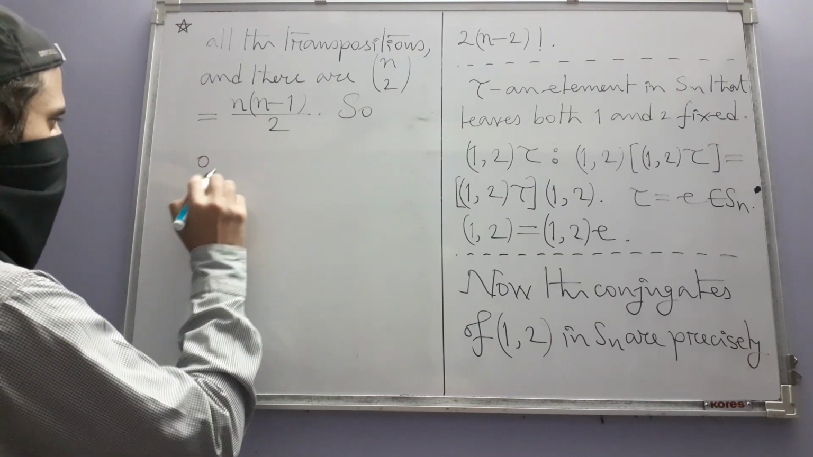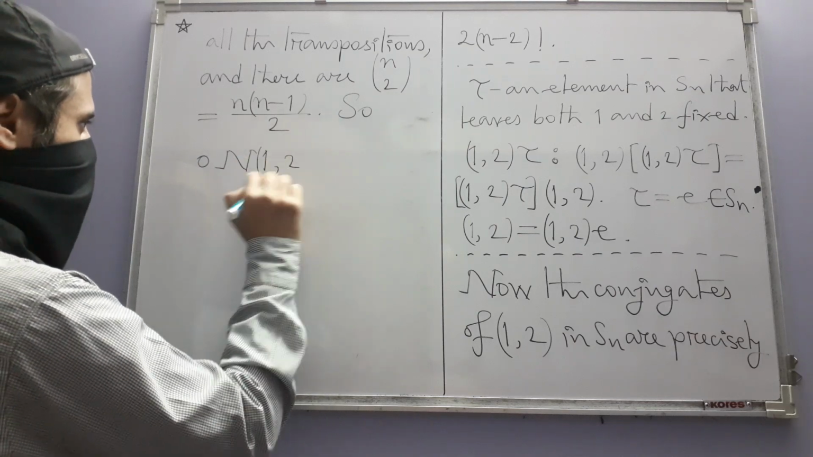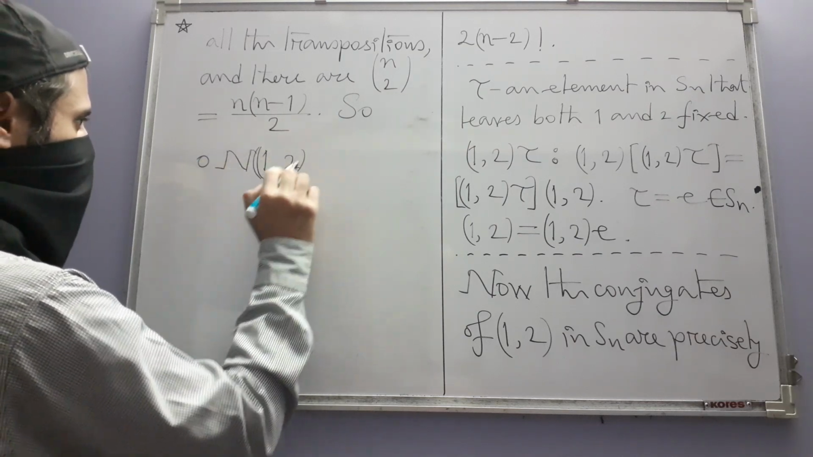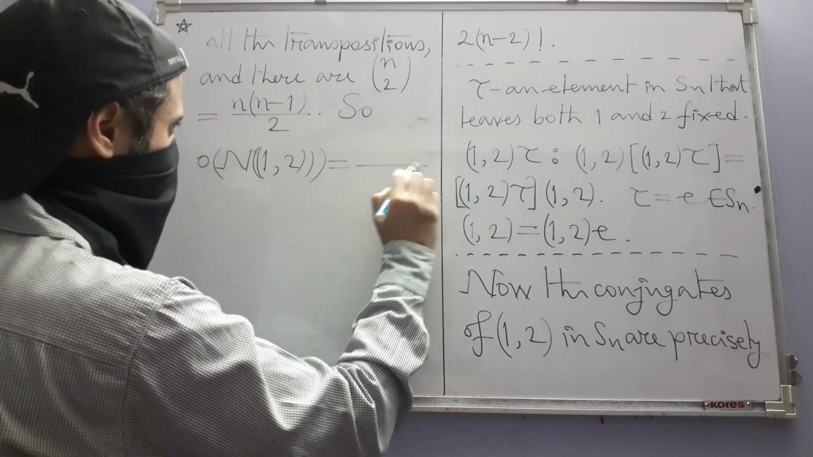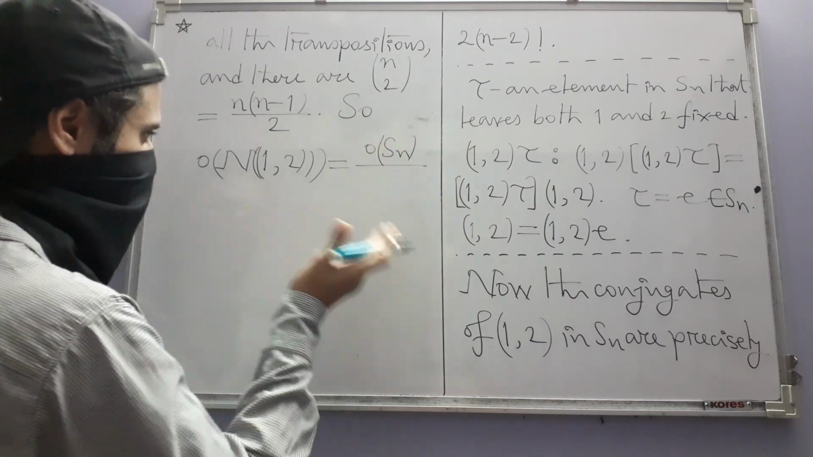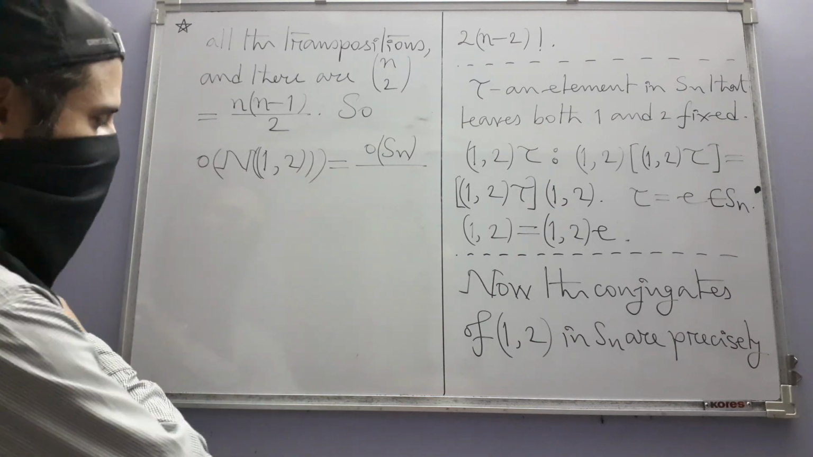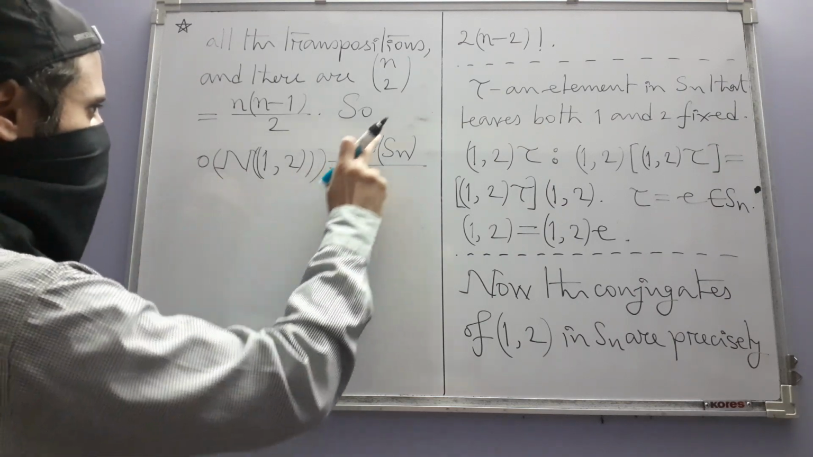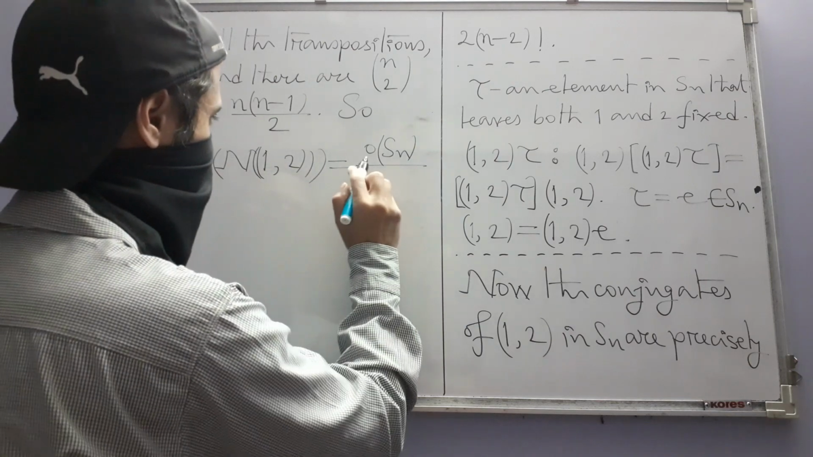Order of the normalizer of (1 2) should be equal to the order of Sn divided by the number of conjugates. Actually, it's expressed in the other way, that is, the number of conjugates is this times this divided by this, but we can write it in this way also.